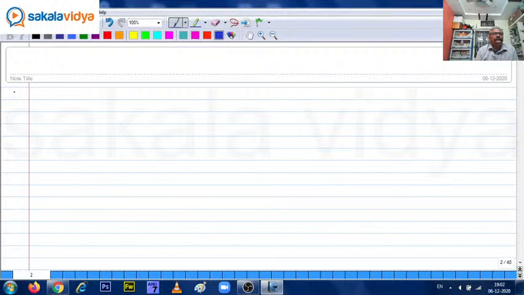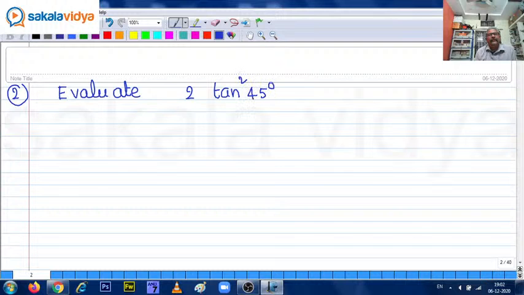Second question. Evaluate 2 tan square 45 degrees plus cos square 30 degrees minus sine square 60 degrees.